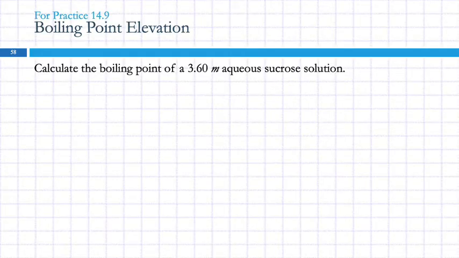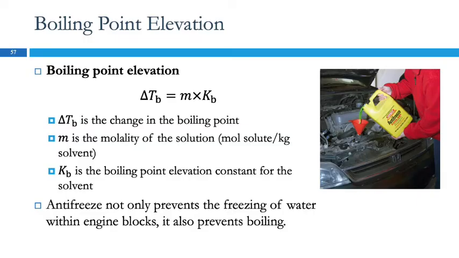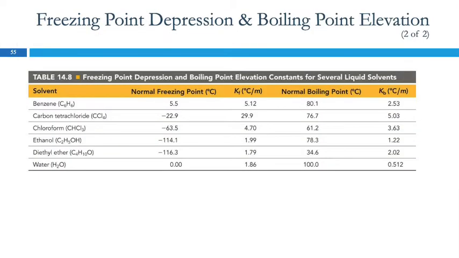Calculate the boiling point of a 3.6 molal aqueous sucrose solution. So we need the boiling point elevation constant, which is back on this page. We're looking at water. So here's the normal boiling point, and here's the boiling point elevation constant, so 0.512.